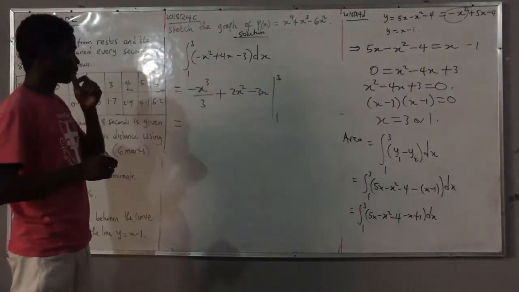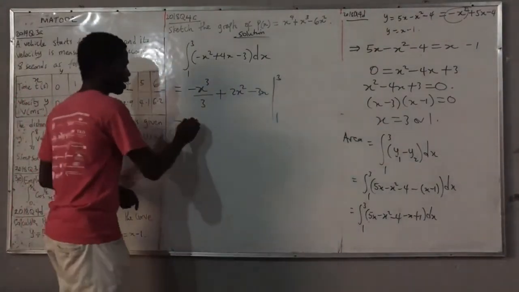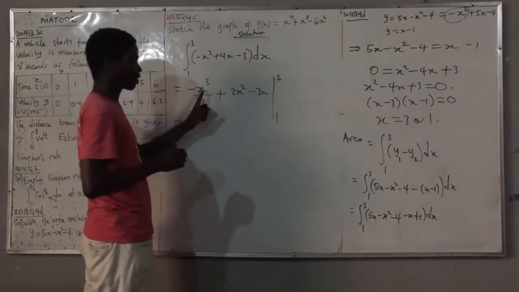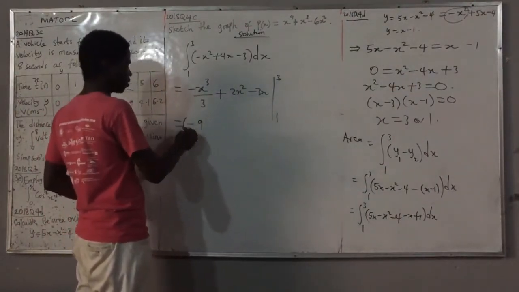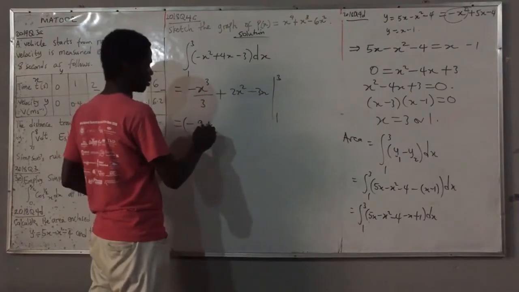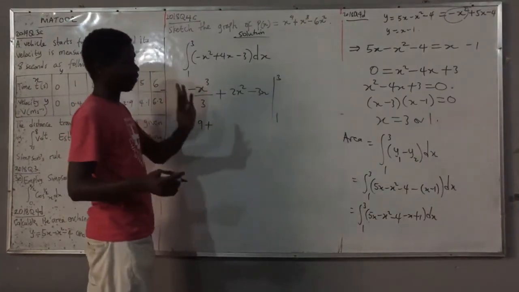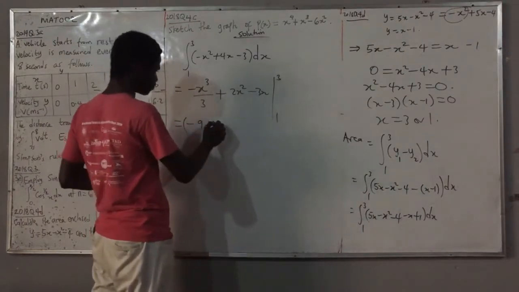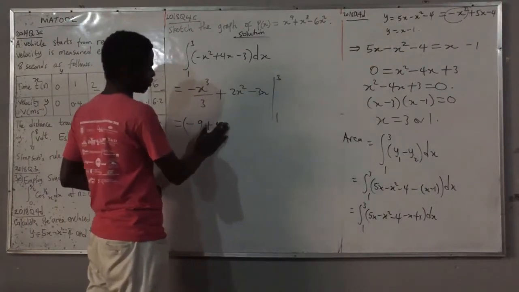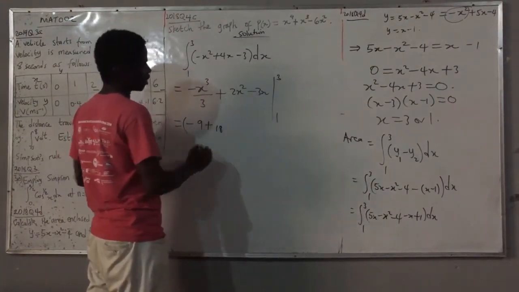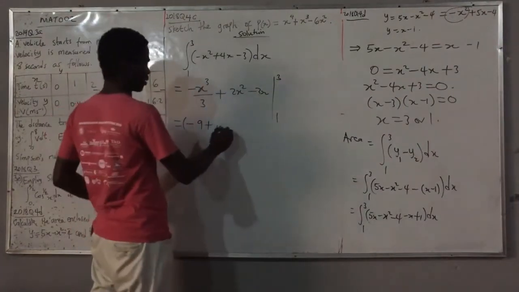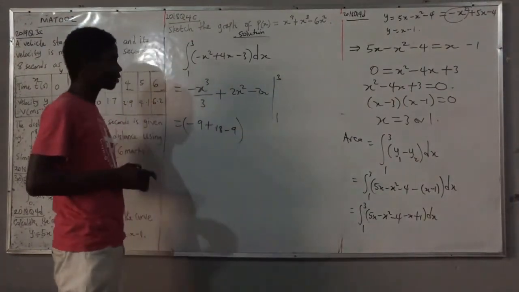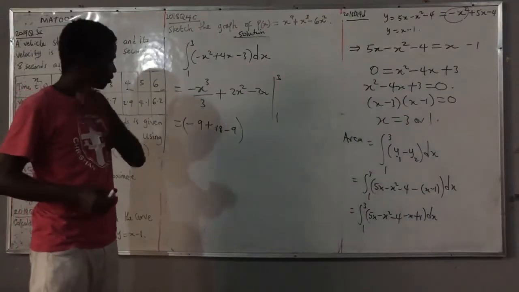So look at what will happen. Put 3 here: this is minus 3 cubed over 3, 27 divided by 3, that's 9, right? Plus 3 squared is 9, 9 times 2, 18, minus 9. Right? That is what I'm going to have.